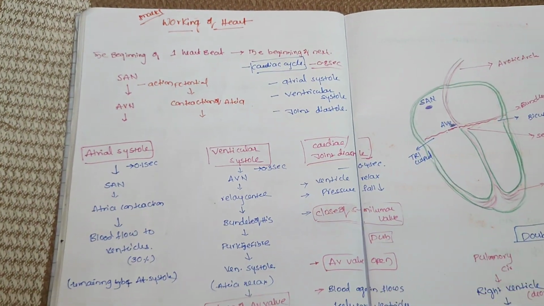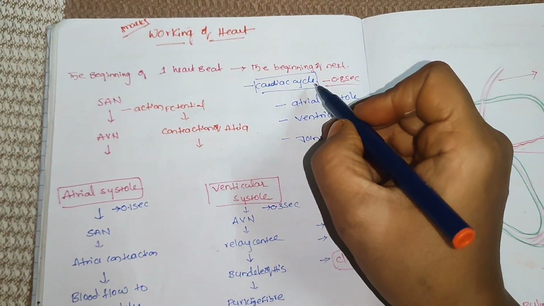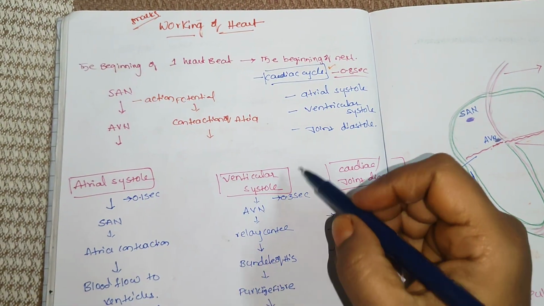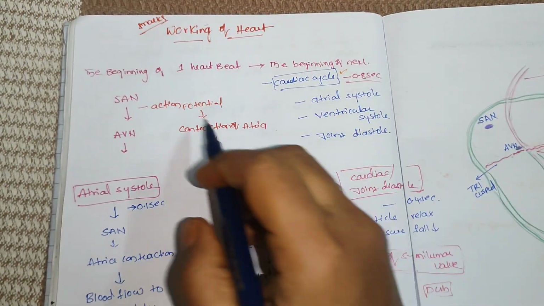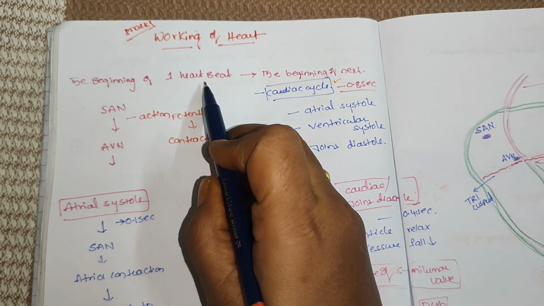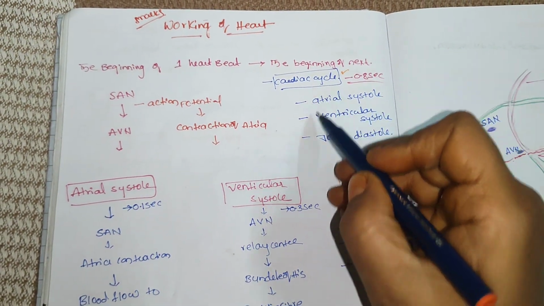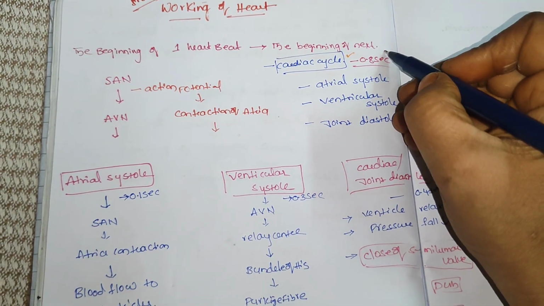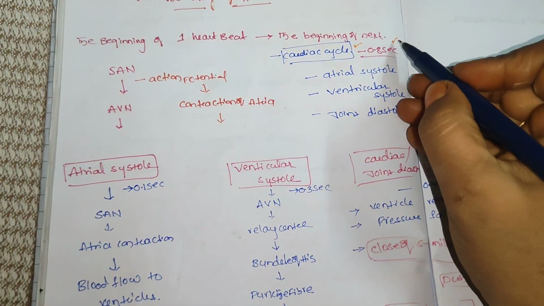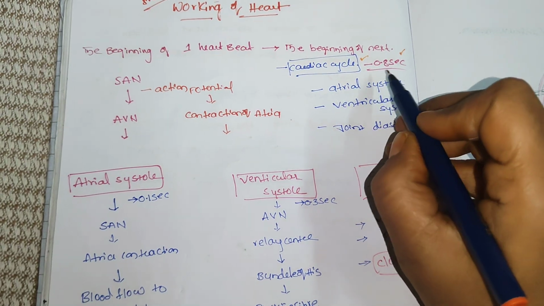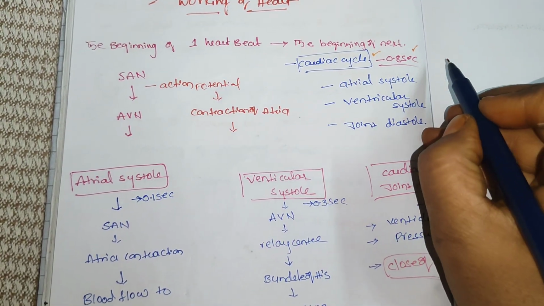Then we come to the working of heart. We have to know the cardiac cycle. Cycle means sequence. Here, the beginning of one heartbeat to the beginning of the next heartbeat is called the cardiac cycle. It is completed in 0.8 second. MCQ also important: the cardiac cycle takes 0.8 second.